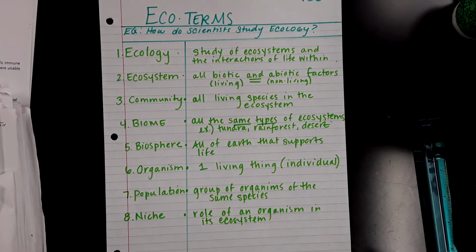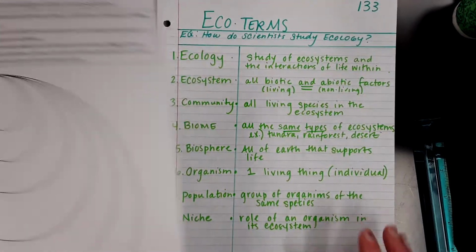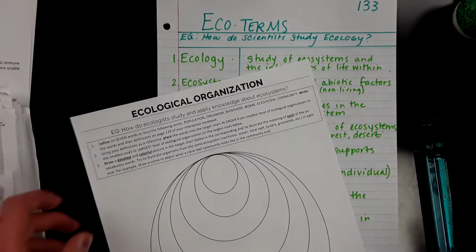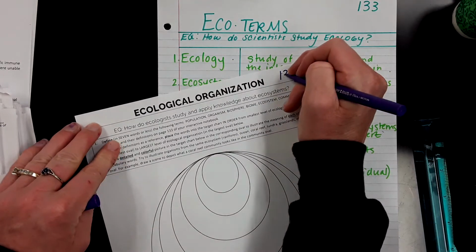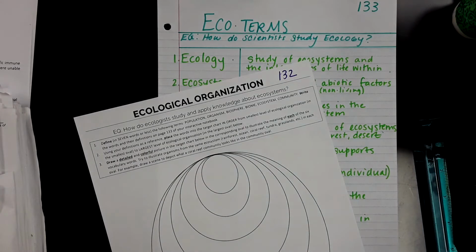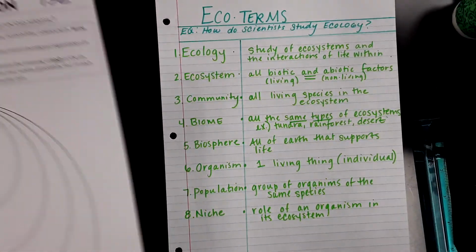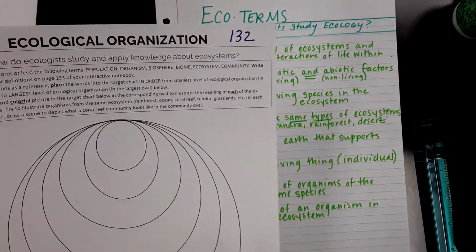All right, so what you want to do with these words is try to figure out how they go together in a hierarchical order. On page 132, here you have your definitions. On 132, you have these levels of ecological organization. And what you're going to do is take these words and put them in order of the smallest thing to the largest thing.